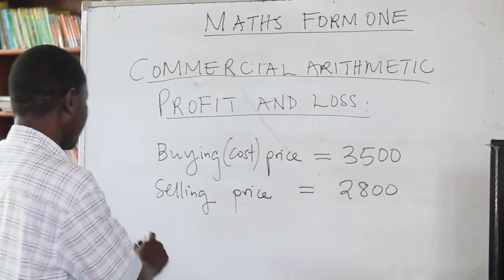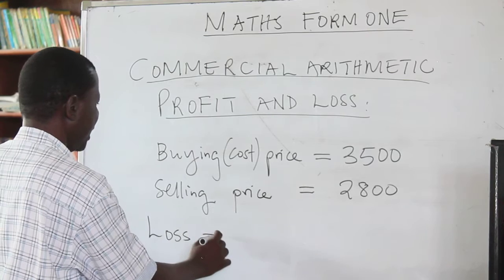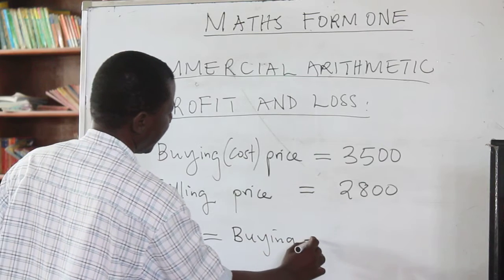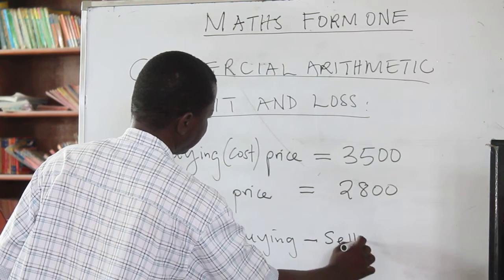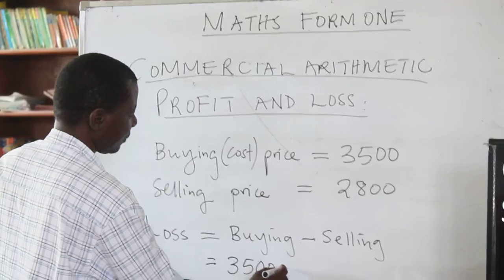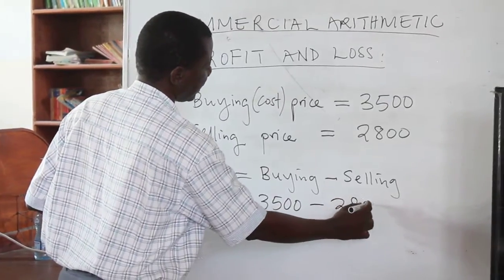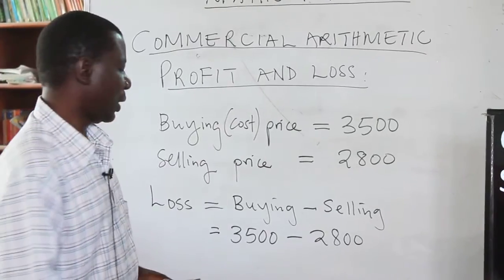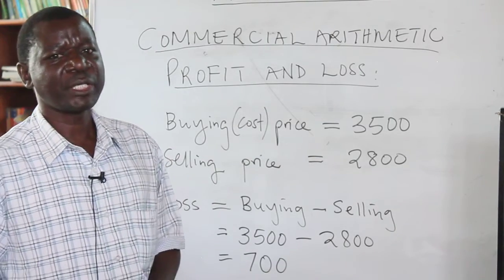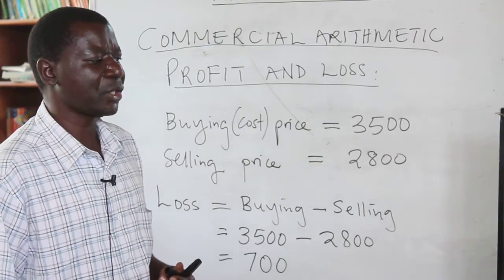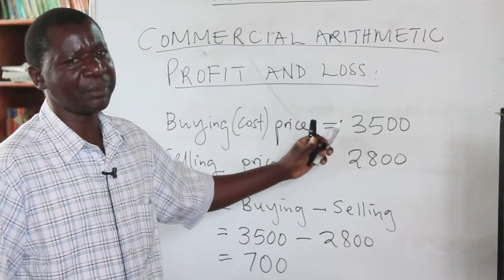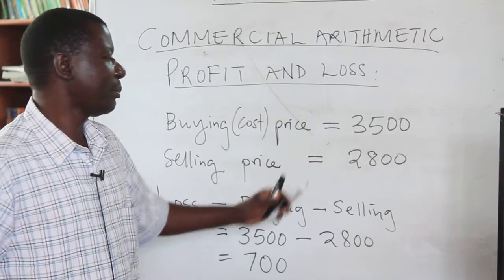How do we get the loss? The loss will be, you take the buying price or the cost price, the buying minus the selling. So the buying is 3,500 minus the selling, which is 2,800. There you get a loss. The loss is 700 shillings. We want to get the percentage loss. The percentage loss will simply take this loss divided by the buying price or the cost price. Then you multiply by 100.